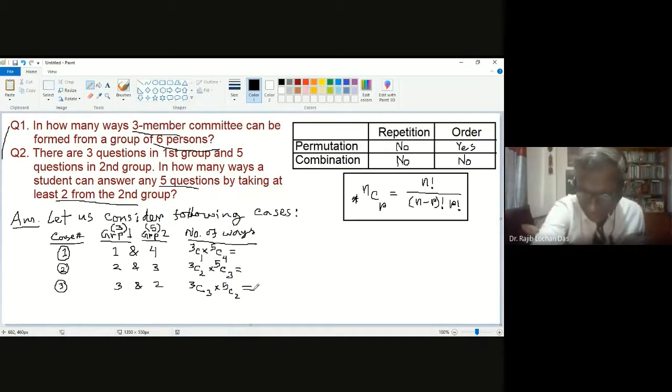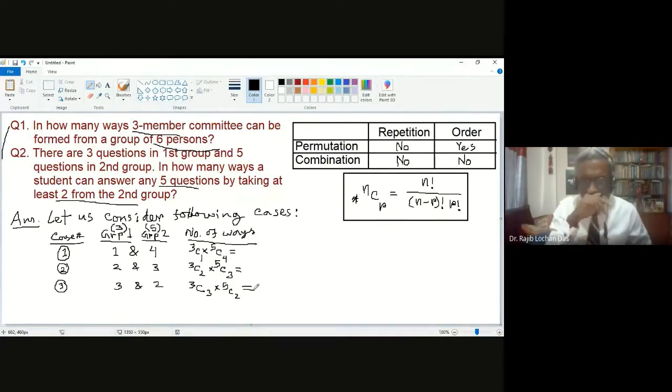So somebody can say, sir, if someone answers all 5 questions from the second group, so yes, it may be possible, because there is no restriction in the question that you have to answer at least one from group 1. It is not written. But normally we will think, yes, maybe it is a restriction.